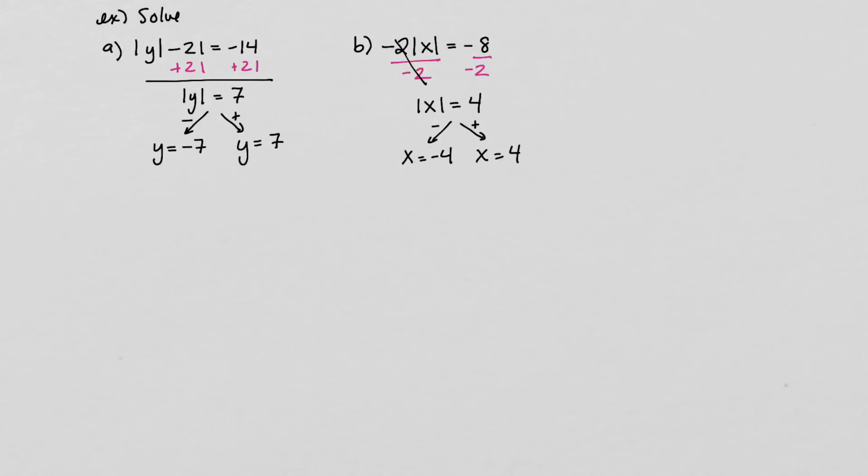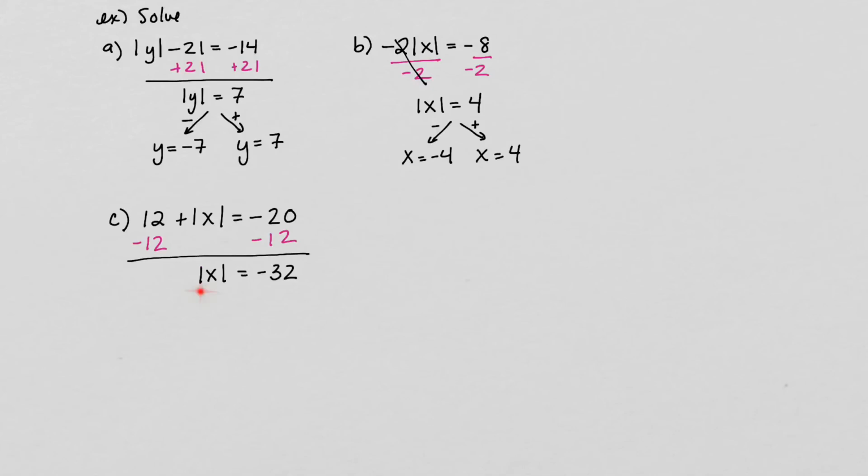And I have a couple more examples here. So let's look at 12 plus the absolute value of x is equal to negative 20. So again, I want to get the absolute value of x all by itself. So the 12 is being added, so I'm going to subtract 12 from both sides. So we've got the absolute value of x equals negative 32.